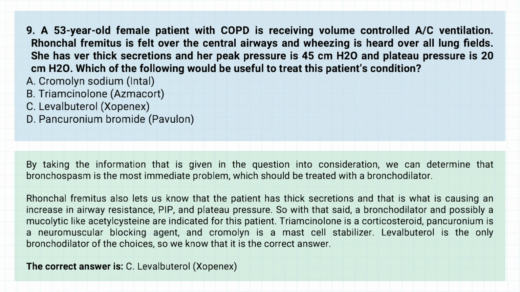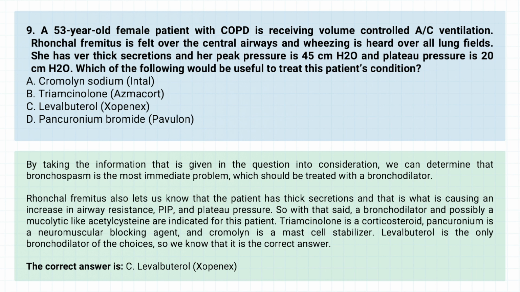By taking the information that is given in the question into consideration, we can determine that bronchospasm is the most immediate problem, which should be treated with a bronchodilator. Rhonchial fremitus also lets us know that the patient has thick secretions and that it is what is causing an increase in airway resistance, PEEP, and plateau pressure. So with that said, a bronchodilator and possibly a mucolytic like acetylcysteine are indicated for this patient.